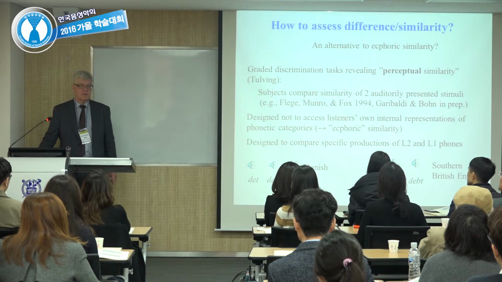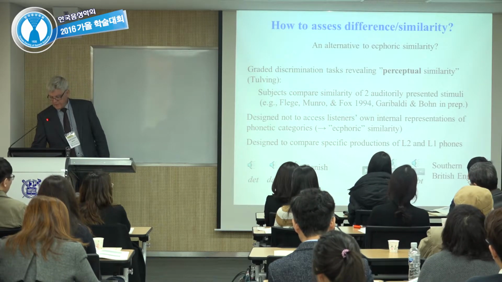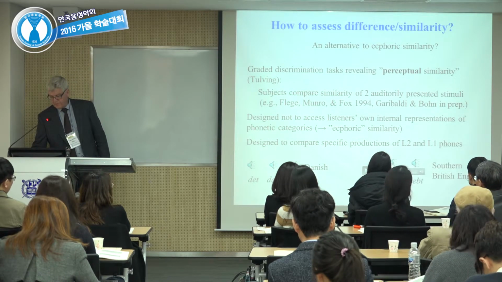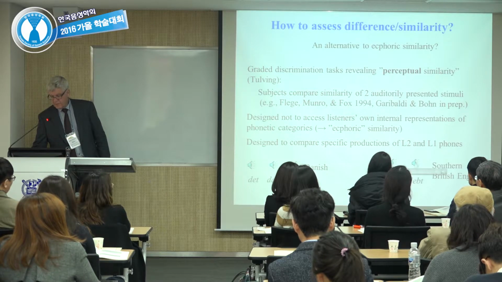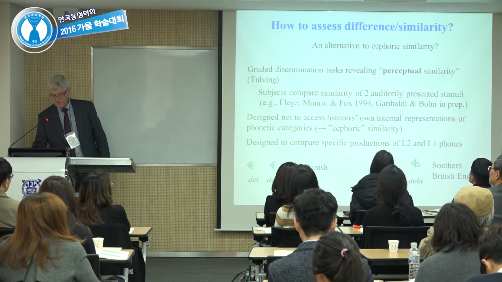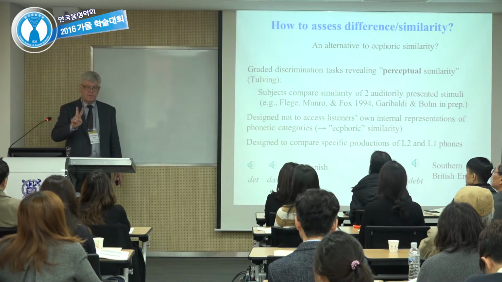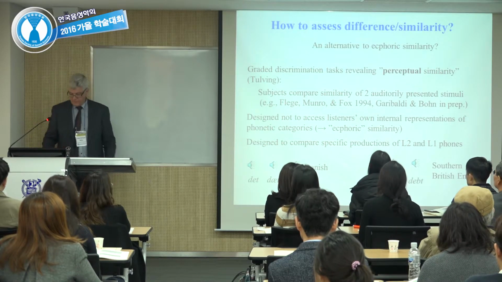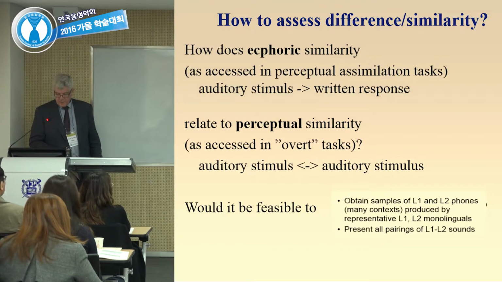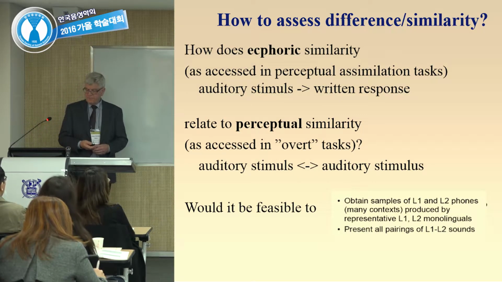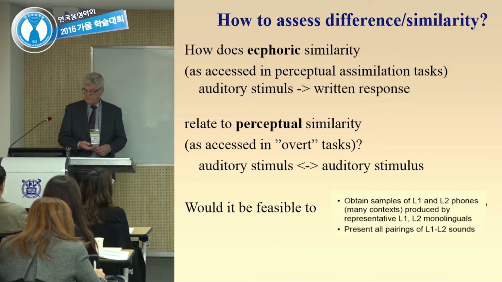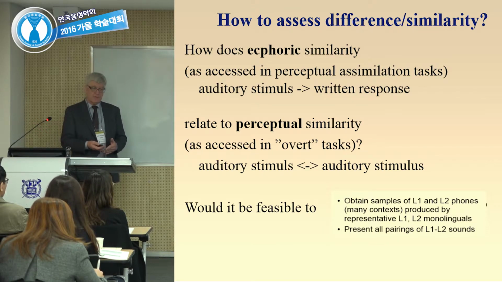These are the 3 Danish vowels. And these are the 2 Southern British English vowels that we compared. Okay, right. So they hear these vowels, and they have to, in pairs, say how similar or different these vowels are. Okay. So how does ekphoric similarity relate to perceptual similarity? And Jim Flege once suggested that we should obtain samples of all L1 and L2 phones in many contexts produced by representative first and second language monolinguals. And you can imagine that becomes an absolutely astronomical number.